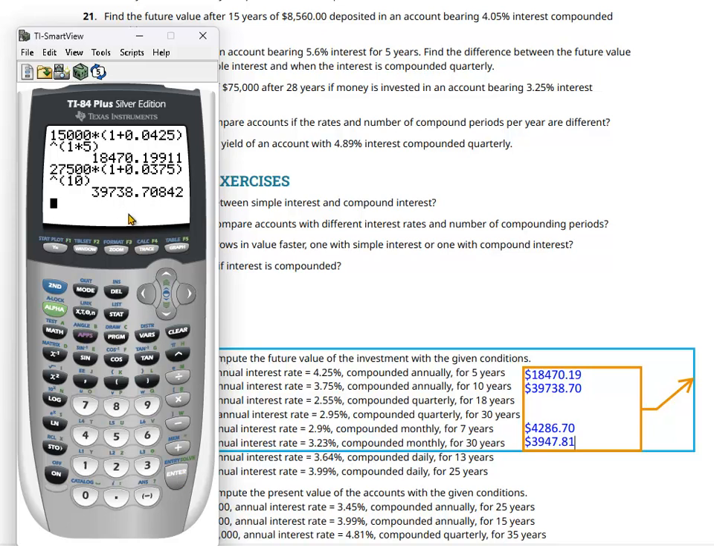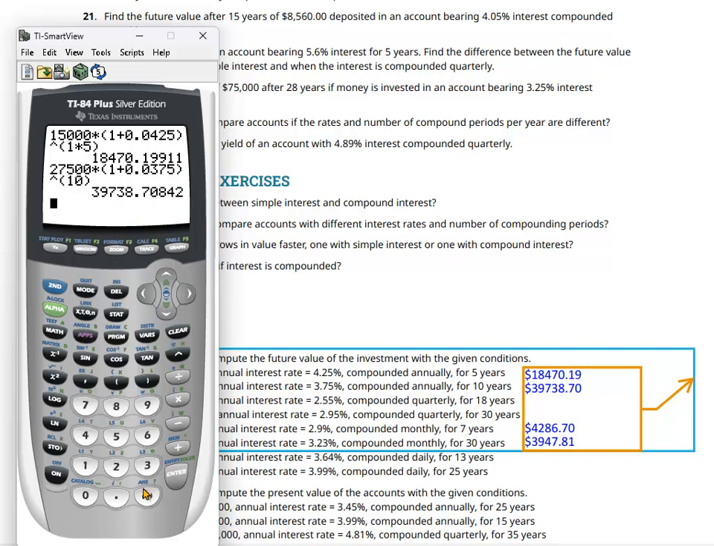Enter, and there's that $39,738.70. I guess maybe the bank does round down. Okay, for the next one I actually will retype it. Notice that I skipped the next 2 prompts. I'm going to go to the next one where it says compounded monthly.